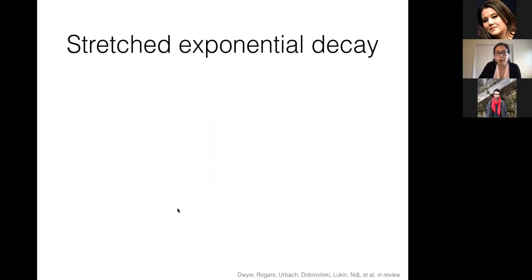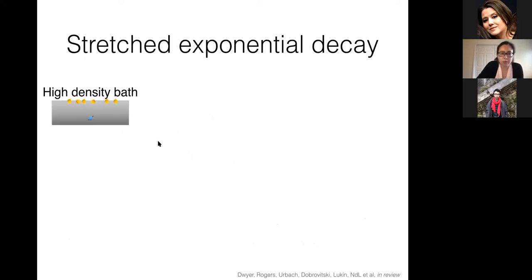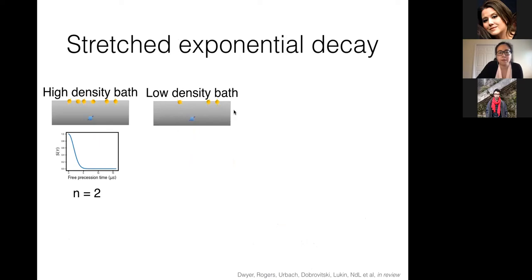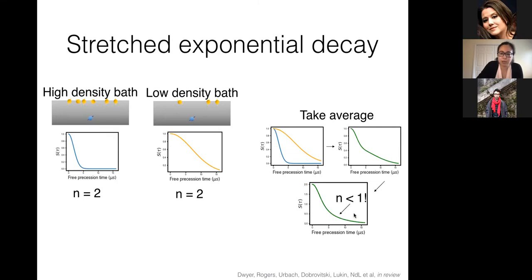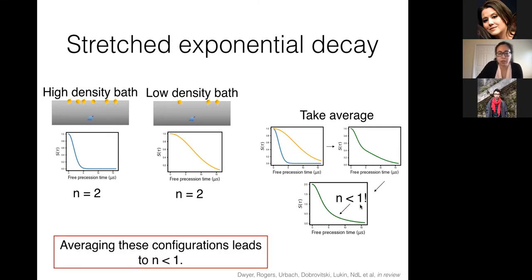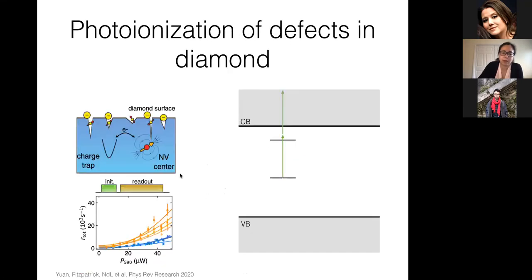Okay. So why might we see this stretched exponential decay? There's one fairly simple explanation, which is that let's say I start with some high density bath, and that gives me some coherence decay that fits to n equals 2. And then if at some other time I sample a different density bath that gives me a longer coherence decay that also has n equals 2, then I have to average these things together, and I get something that now looks like this stretched exponent, where this n can be less than 1. One possible solution to this puzzle is that we're looking at some kind of configurational averaging, where the NV center looks at different spatial positions of the surface spin bath at different times, and then we average them together.